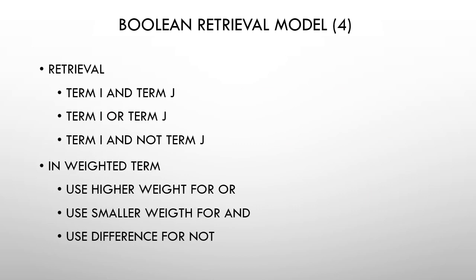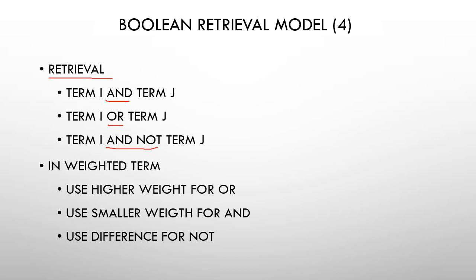Okay, so now for the Boolean retrieval model, we could use the operators AND, OR, and NOT. But the way we write NOT is using the words AND NOT. So term I AND term J means that we want to retrieve documents which have term I and term J in that document.